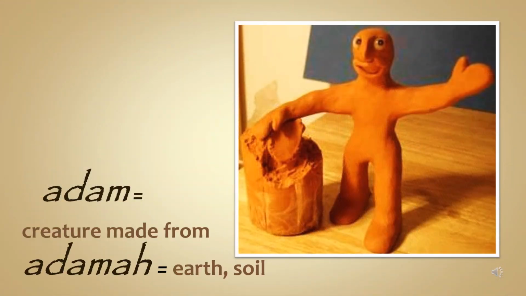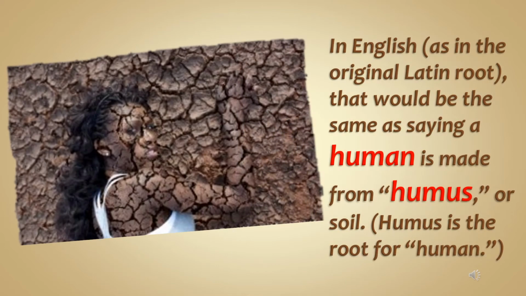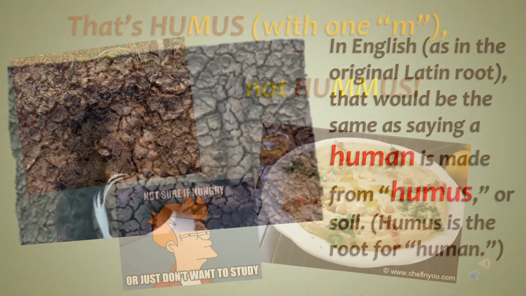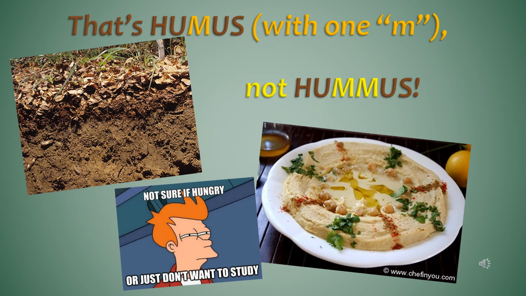With the above in mind, this is what the word Adam represents: a creature made from adamah, from the earth or soil. Again, it bears repeating that the relationship in English between human and humus has its parallel in the relationship between Adam and adamah. In English, as in the original Latin root, that would be the same as saying a human is made from humus or soil. Humus is the root for human. Of course, this is humus with one M, not two.